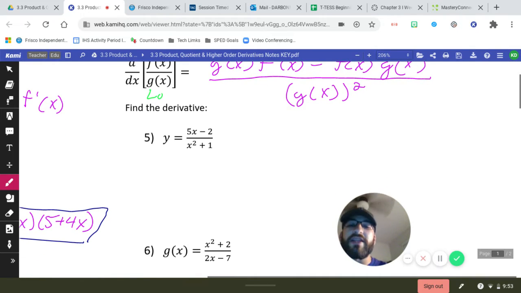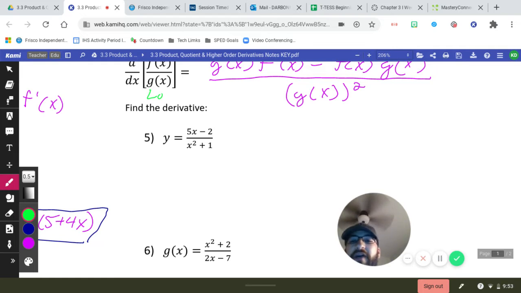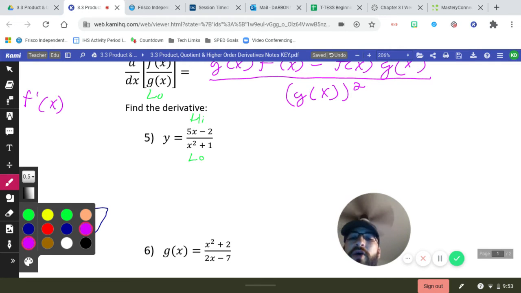So first we're going to find the derivative of y equals f of x minus 2 over x squared plus 1. Okay, so just like last time, we're going to identify our f of x and g of x, but this time we're going to call it our low function and our high function to help us with our low d high minus high d low all over low squared. Once again, we're going to derive each, so 5x minus 2 would become just 5. X squared plus 1 would become 2x.